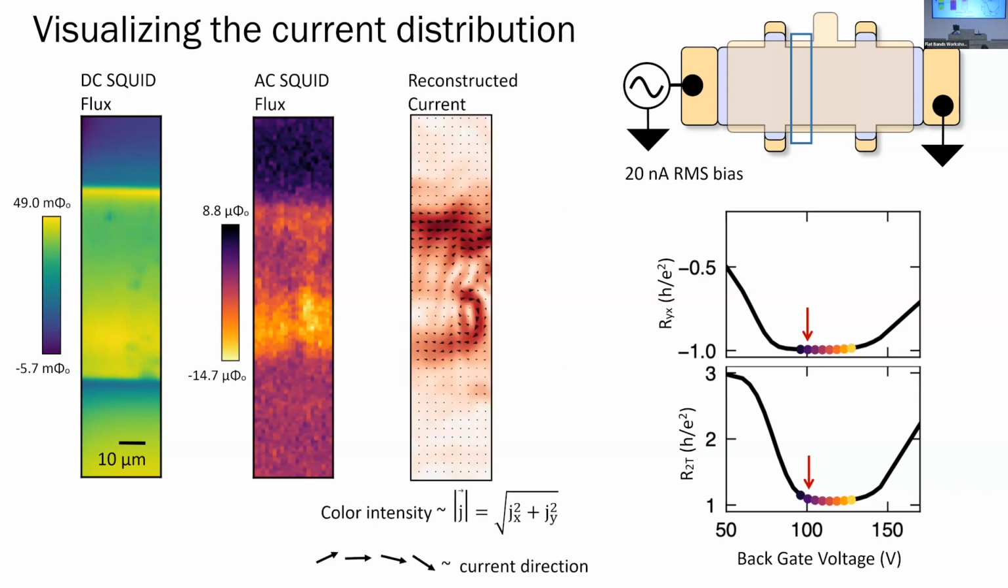And we can try to do it one step better. Because of the noise in the image, it's a little tricky, but you can do a current reconstruction and really find that the current is also flowing in the bulk in this sample.